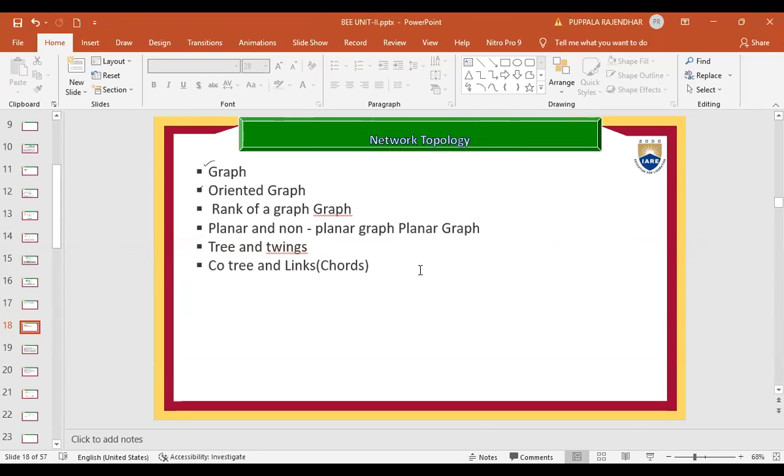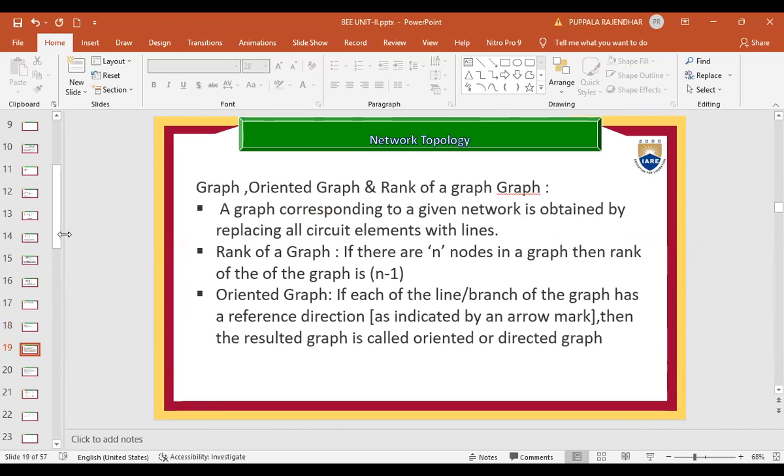Yes, we are having the next class. We will discuss clearly what is graph, oriented graph, what is the rank, planar, non-planar, trees and twigs, co-tree, and links. These are the definitions for graph.